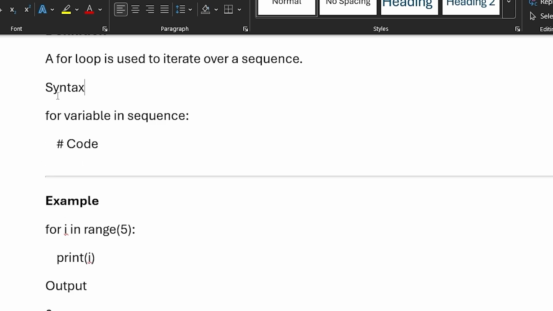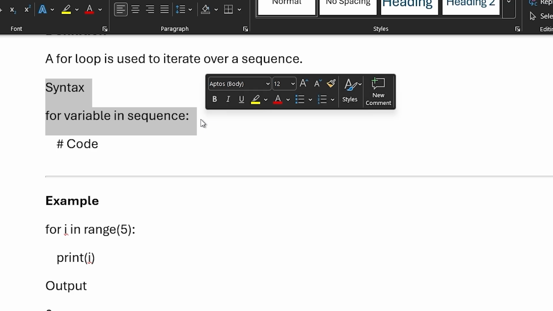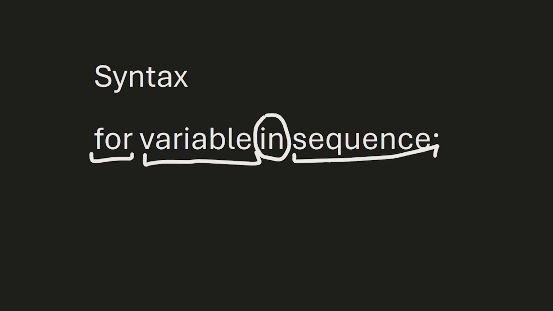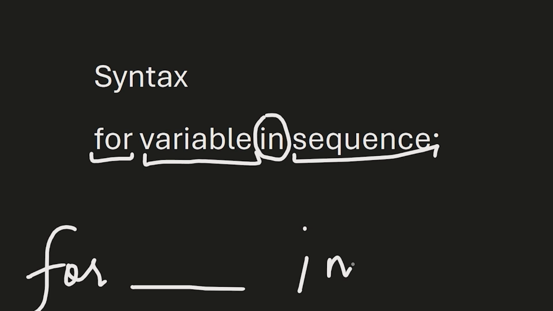What is the syntax of it? The syntax of for loop is like this. I will explain it over here. You need to write the for keyword, then a variable, then the in keyword, and then a sequence. We will see what a sequence is later. But for now, just understand that you need to mention two keywords. First is for, then something, then in, and then something. This is the syntax. And after that, you need to use a colon as well. If you avoid this, you will get an error.